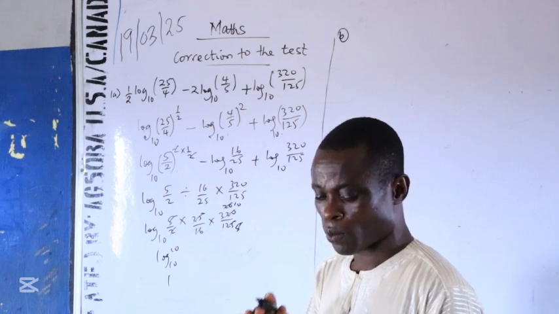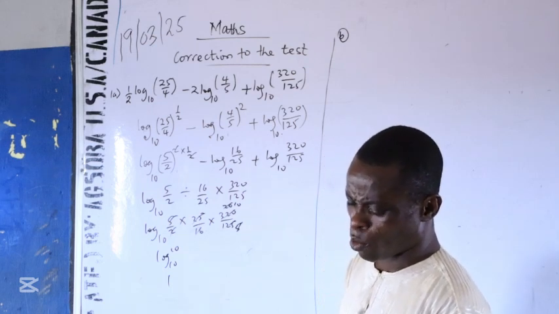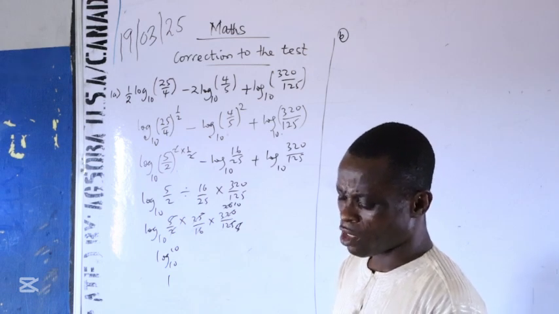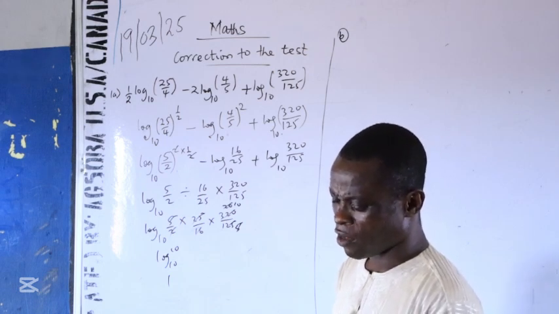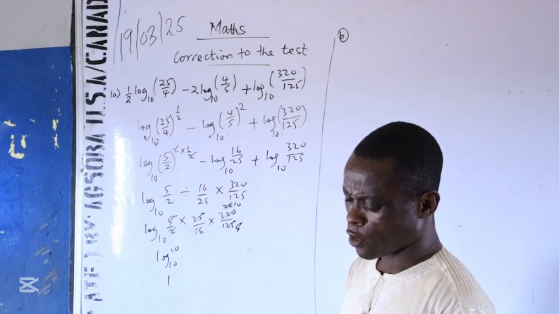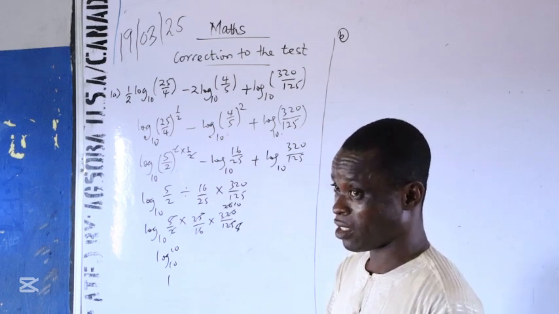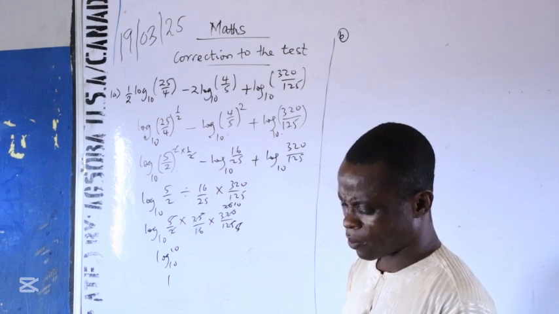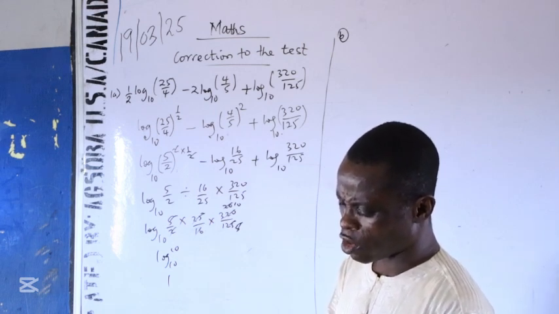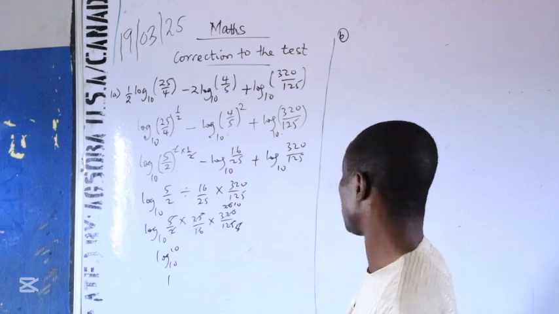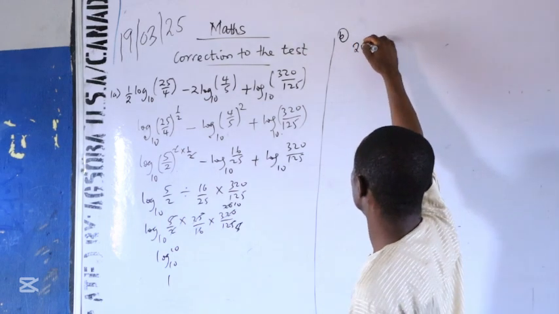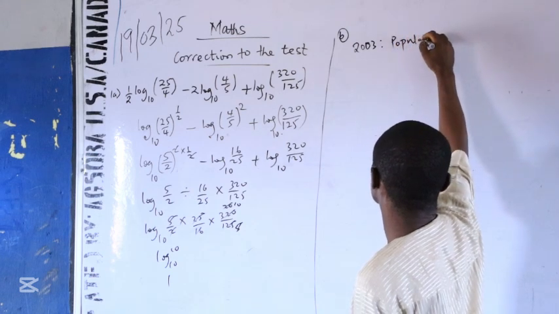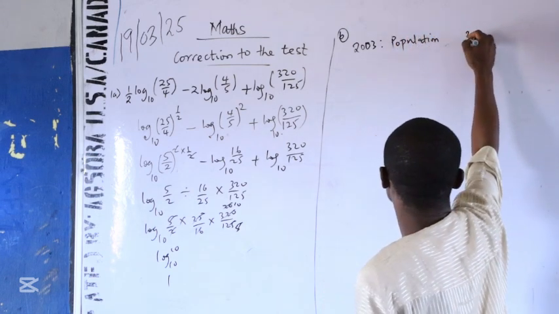I will use the two methods. Now the first one is this. The population of a village increased by 20% every year. The district assembly grants the village 15.00 Ghana cedis per head at the beginning of every year. If the population of the village was 3,000 in the year 2003, that is 3,000.